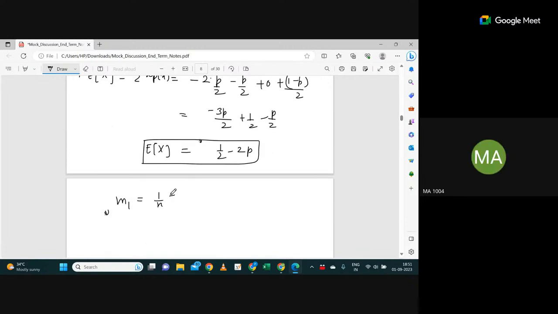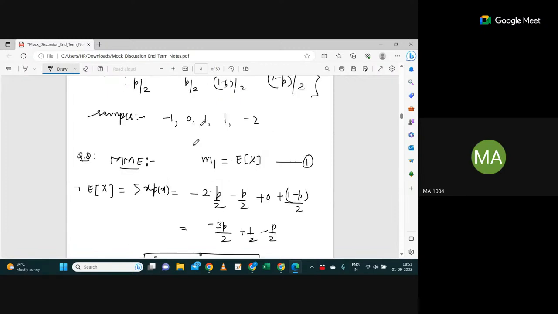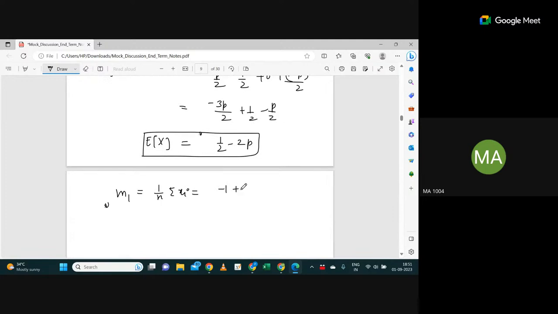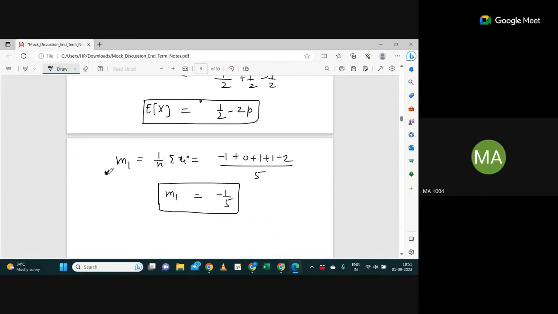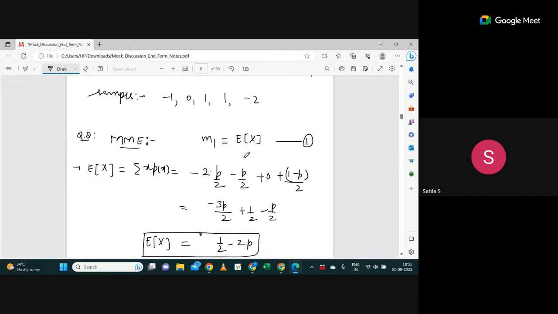Now, tell me one thing. What is M1? M1 is for the samples, right? 1 upon n summation of xi, correct? So what are the samples? -1, 0, 1, 1, -2. So -1 plus 0 plus 1 plus 1 minus 2 divided by 5. So it will be minus 1 by 5. Sir, one minute. In the expected value, we have two samples, right? Two times 1 we have, so two times we have to do 1 into 1 minus p. Isn't it?